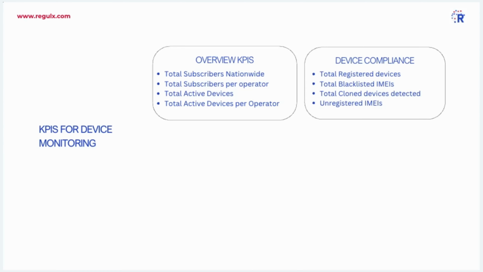We can have some KPIs that tell us about device compliance, like the number of total registered devices, the blacklisted IMEIs, the number of cloned devices detected using machine learning, the number of unregistered IMEIs. We can have this information nationwide. We can have it also per operator. And what's more interesting, to have it per region, because maybe we can find some hubs where we have more fraud or more unregistered devices.